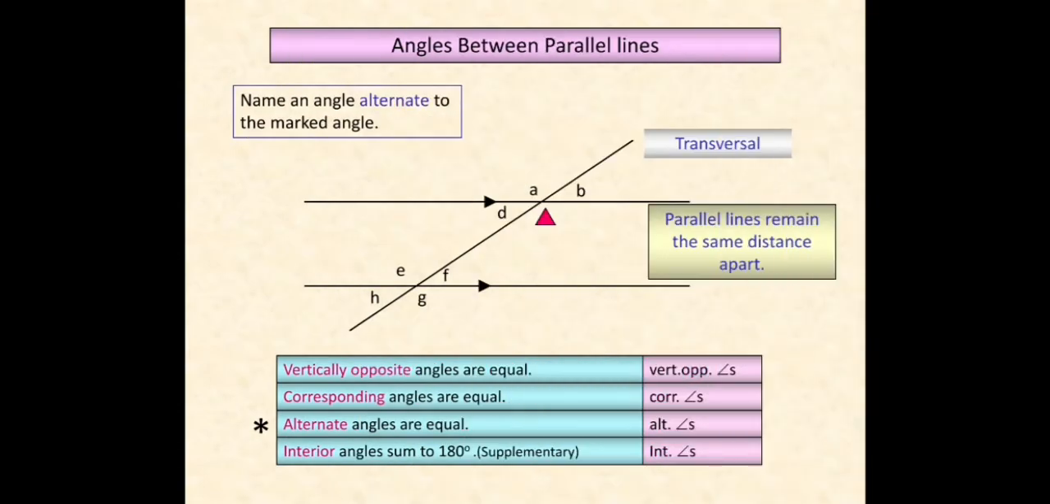Now we'll move into alternate angles. When I say alternate, they have a shape of a Z. So which angle is alternate with the marked triangle? It's E. Also with this triangle, it's D. And with this one, it's E. As you can see here, they have the shape of a Z.